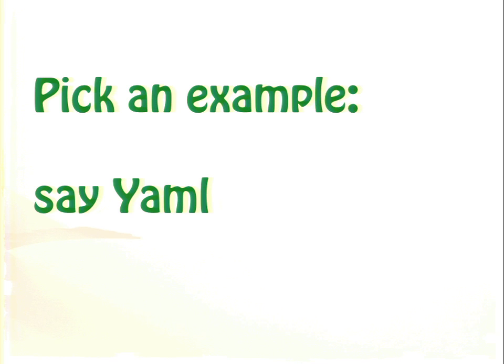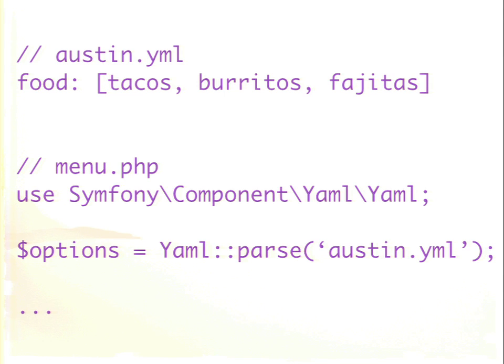So pick up YAML. YAML is the most simple component you can pick, the most popular, and it has only two methods, actually. It's very simple. Suppose you write a text file, and you put the extension YAML, and you put these kinds of food, like tacos, burritos, fajitas, and you're going to write a menu.php file, and in there, you're going to require, of course, your autoload from Composer, but you're going to basically parse it.